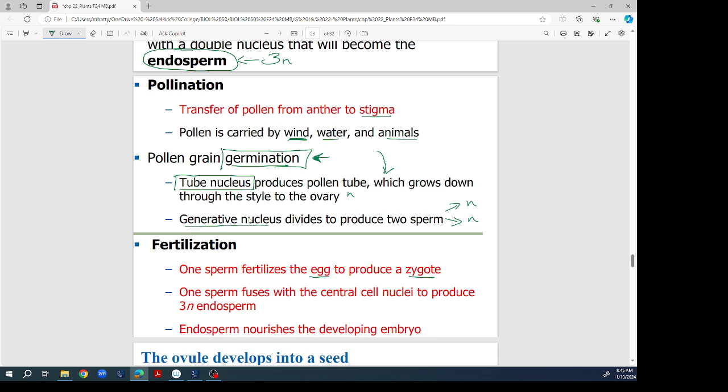So that's the sperm and the egg making the zygote, which is diploid, right? And then the other sperm is going to fuse with the central nuclei to produce the 3N endosperm. So the N plus that central nuclei makes a 3N. The endosperm is really there to nourish the developing embryo.